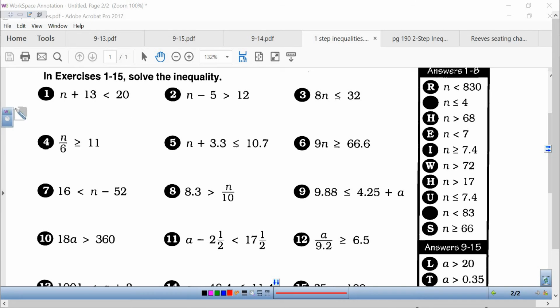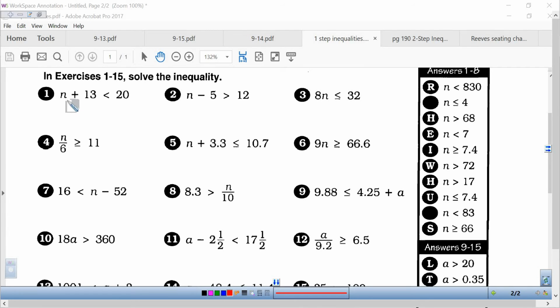Remember, solving an inequality is trying to find all the values for the variable that make that inequality true. And to do that, we use inverse operations. Well, when there's only one step, you only have to use one inverse operation.